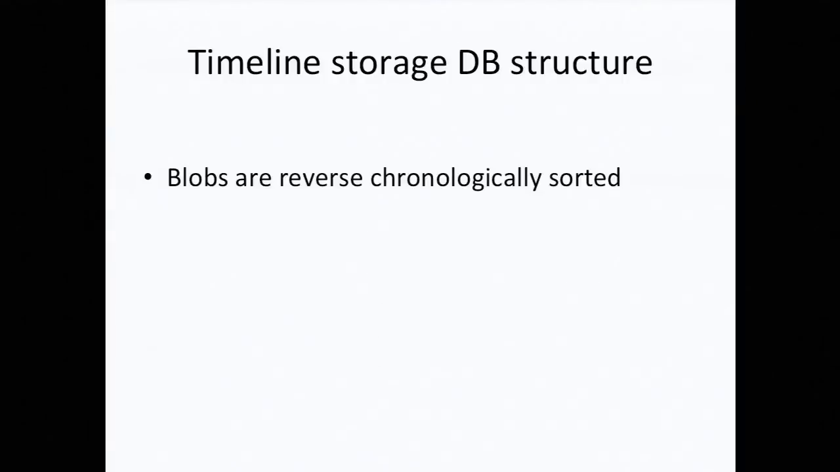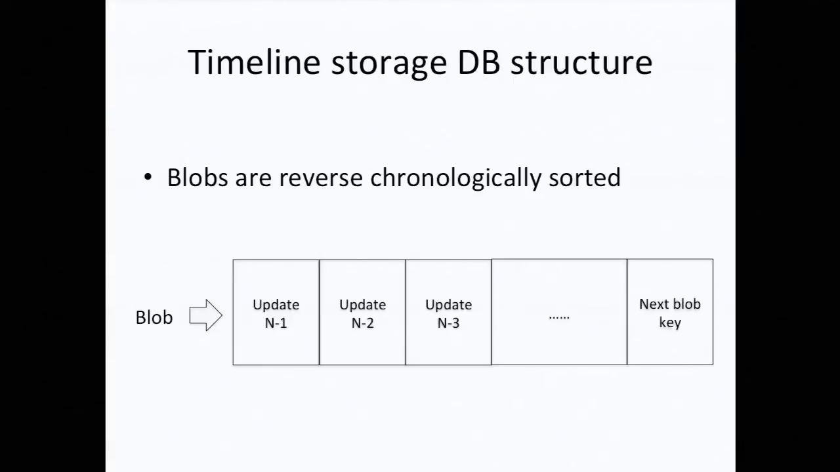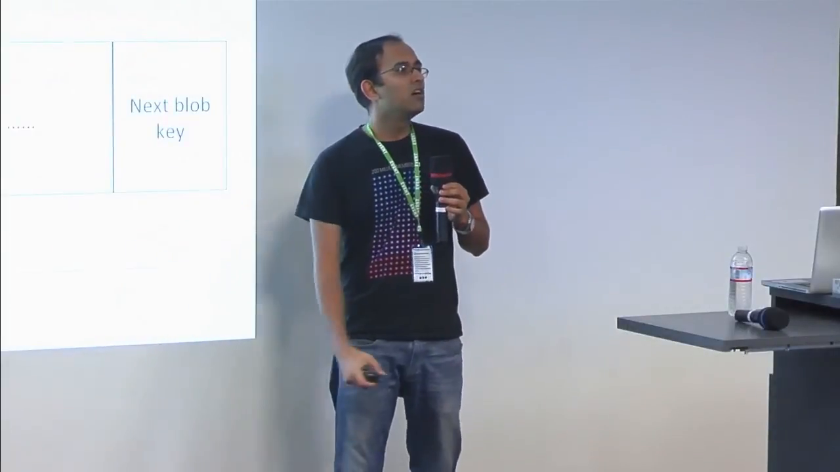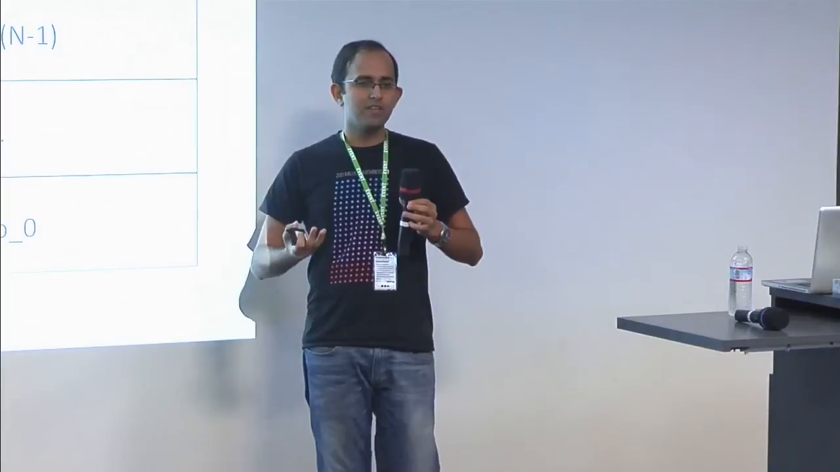All the blobs in this timeline are reverse chronologically sorted. So blob n will have updates which are more recent compared to updates in blob n minus 1. And updates in a particular blob are also reverse chronologically sorted. So updates at the front of the blob will be more recent compared to updates at the end of the blob. And at the end of the blob, we store the key for the next blob in the chain, which gives the whole timeline a chain-like structure. It allows us to traverse the whole timeline easily and to get the data for the whole timeline by just following the next pointer.